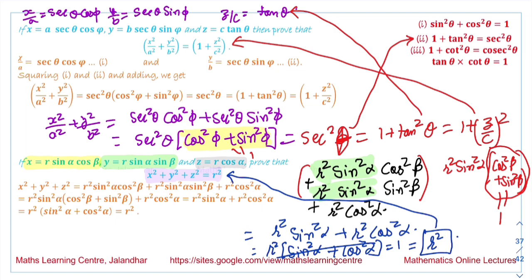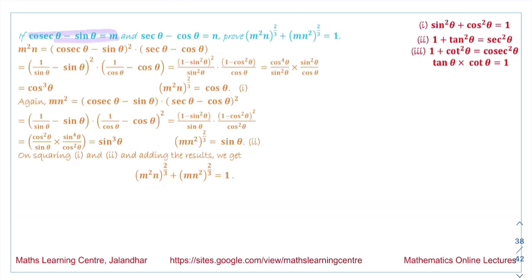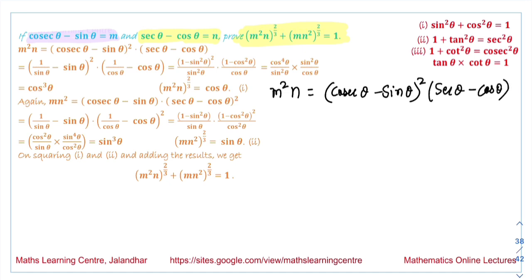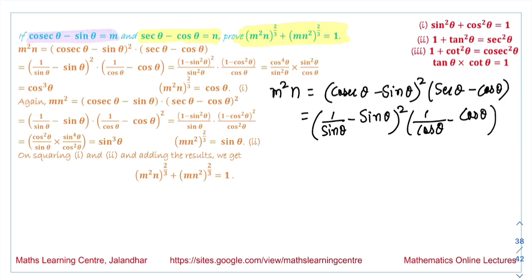Next is, if cosecant theta minus sine theta is equal to m and secant theta minus cos theta is equal to n, you have to prove this equality. So the value we require is m square n. So what is m square n? It is cosecant theta minus sine theta, whole square, into secant theta minus cos theta. So this is 1 over sine theta minus sine theta, whole square, into 1 over cos theta minus cos theta.